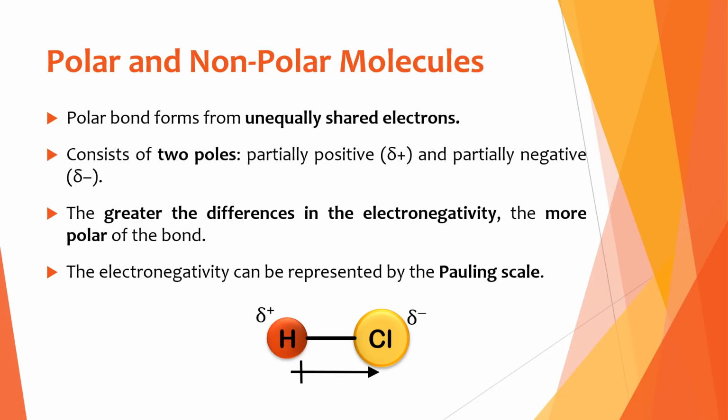For example, you have HCl here. Between H and Cl, by using the trend of the periodic table, you know that Cl is more electronegative than H. So that means Cl will have more electrons attracted towards the atom rather than the hydrogen. This results in Cl becoming partially negative while H becomes partially positive.